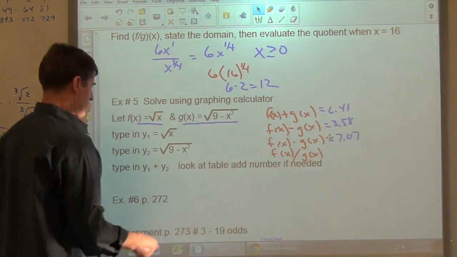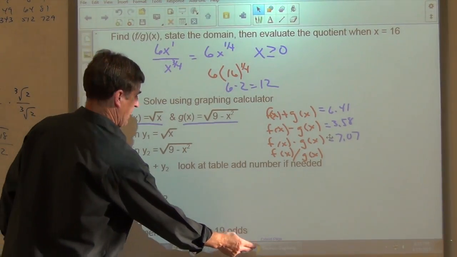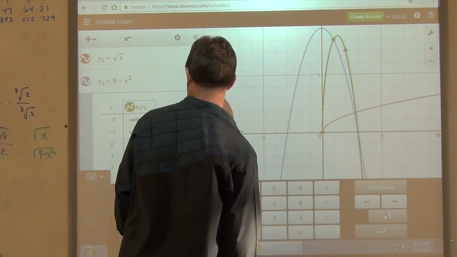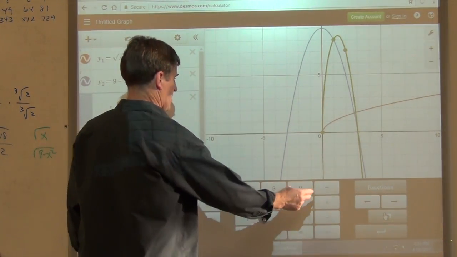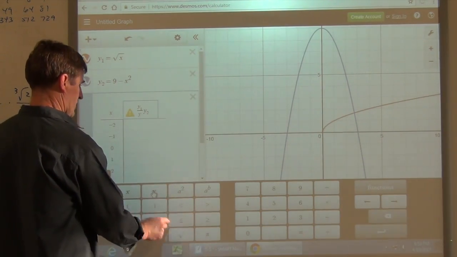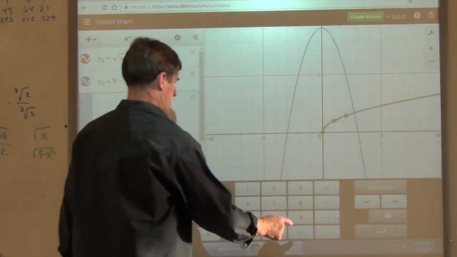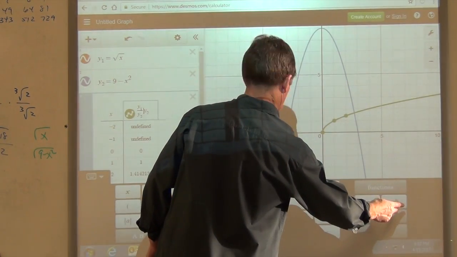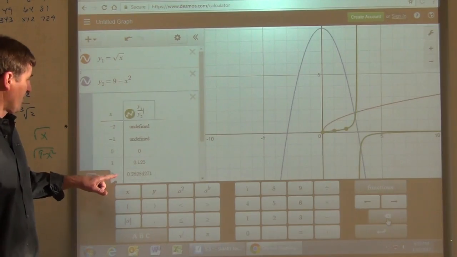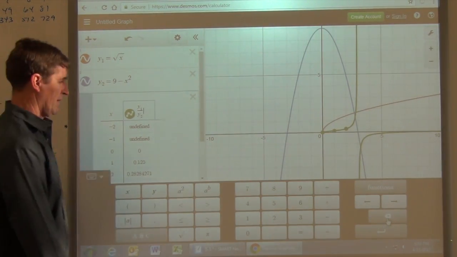And the last one, f divided by g. So we go back to the Desmos. We change the multiplication to a division. We're going to have to retype that, y2. And it gives us that at 2, it's 0.28.